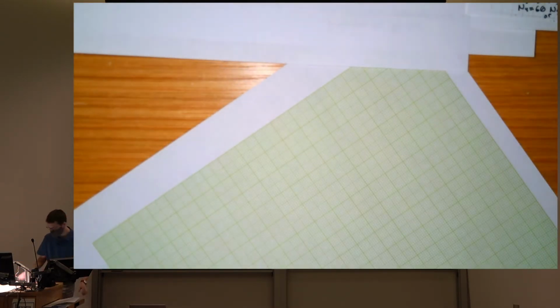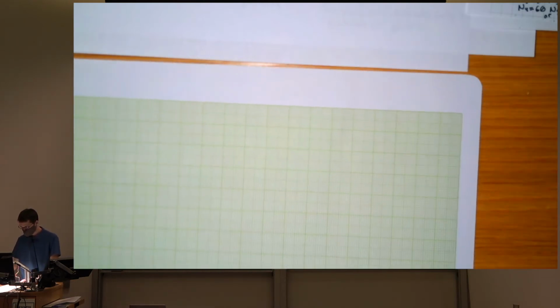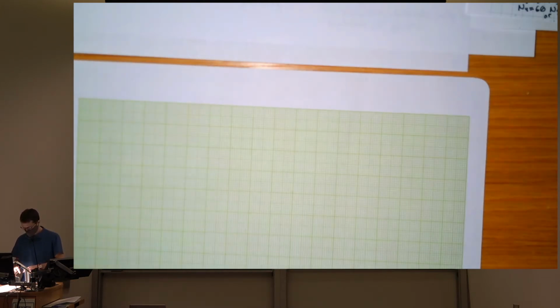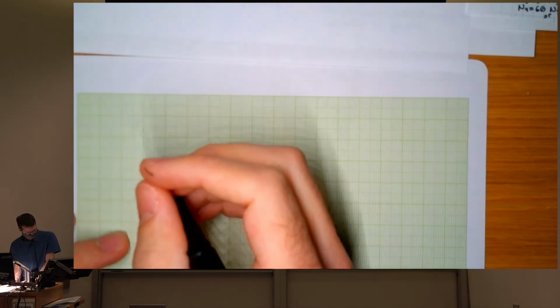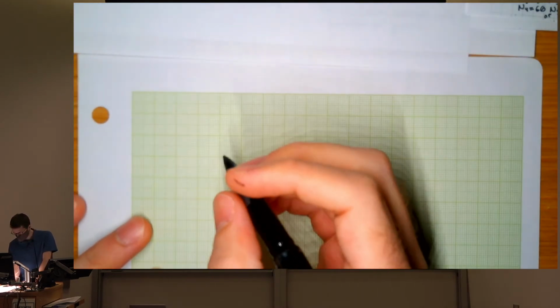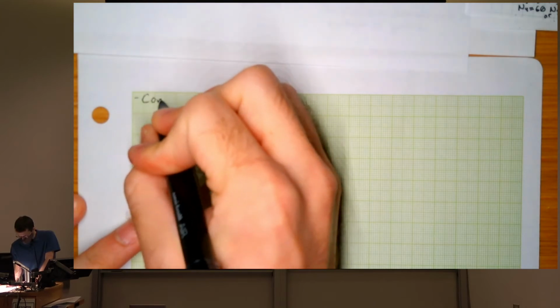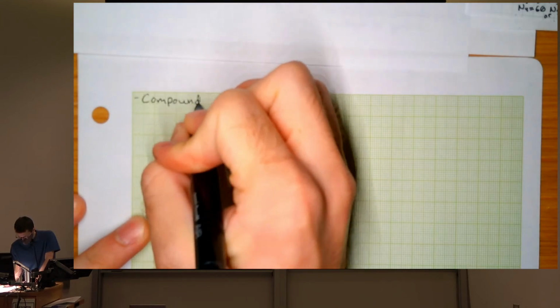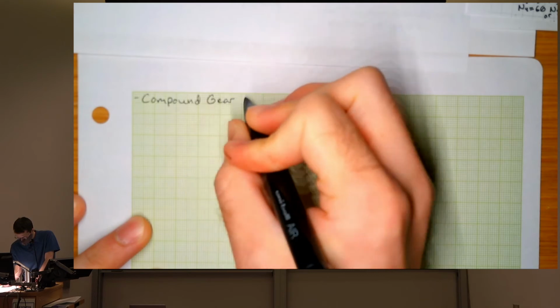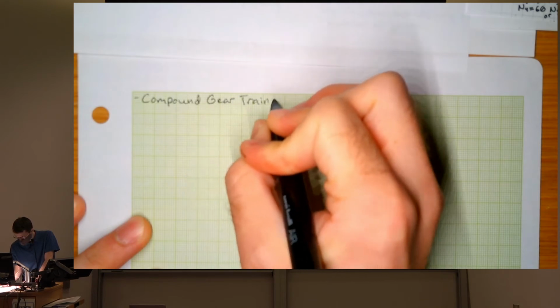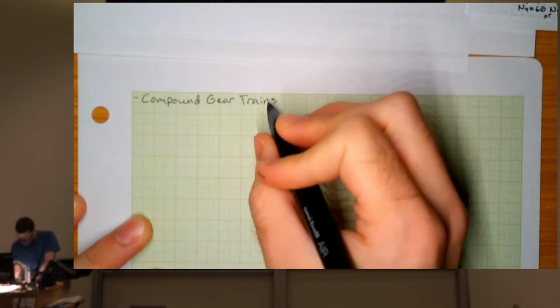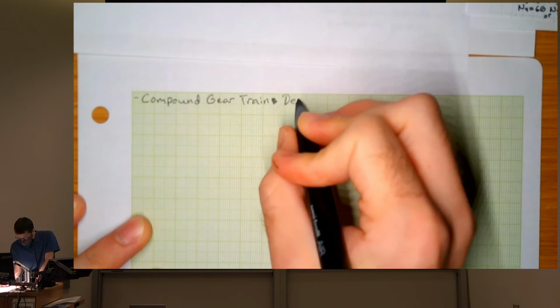So we've been talking about simple gear trains. What about a more complex case that was talked about briefly in the lecture, compound gear trains? I guess this is compound gear train design specifically.